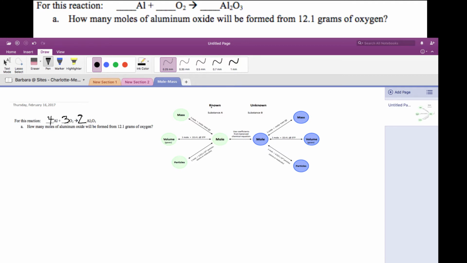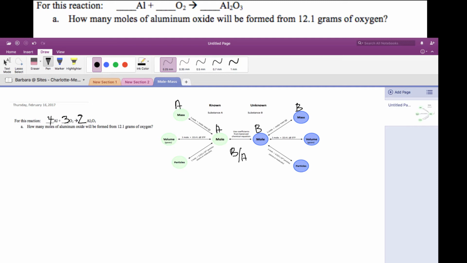Remember that your known is going to be represented by substance A. Your unknown is substance B. So we will use A to represent the known, B to represent the unknown. Just to help us keep things straight, this is mass of A, this is going to be moles of A. On this side, this will be moles of B and mass of B. And also remember, when we go between two different substances, we write a mole ratio as B over A.